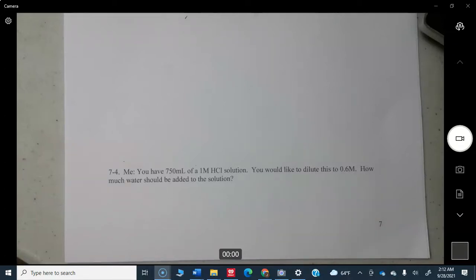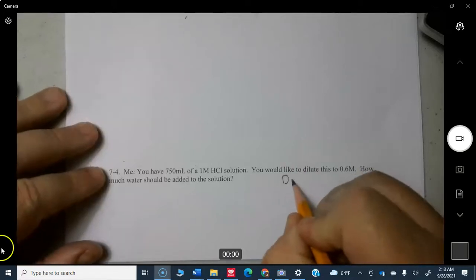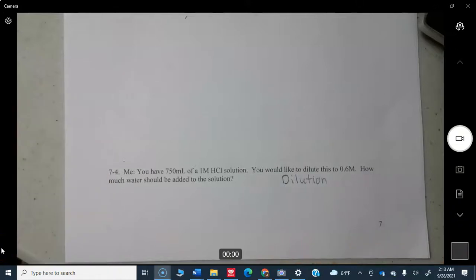So going back to lemonade, you make lemonade. You put the powder in, you put the water in, you stir it, you drink it. It's too strong, it's too sweet, it's too syrupy. So this is called a dilution problem. You're going to dilute your lemonade and make it weaker so it tastes right. Okay, so it says you have 750 milliliters of 1 molar solution. You would like to dilute it to 0.6 molar. How much water should you add?